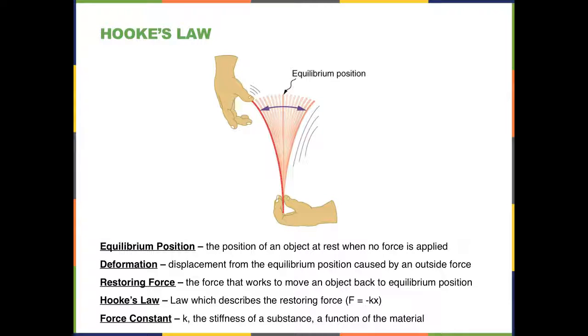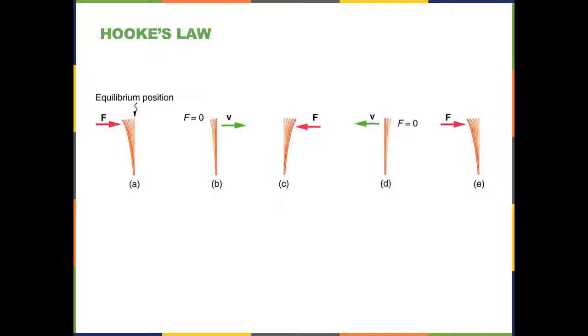K, as I said, is the force constant, and that is a function of the material as well as how the material is made up, whether it's thick or thin, smooth or rough, etc. So when we look at a material moving this way, you start out with a plastic ruler. The plastic ruler has been deformed. It's moved off its equilibrium position. And once released, the restoring force works to return the ruler to its equilibrium position. When it reaches the equilibrium position, F is equal to 0.